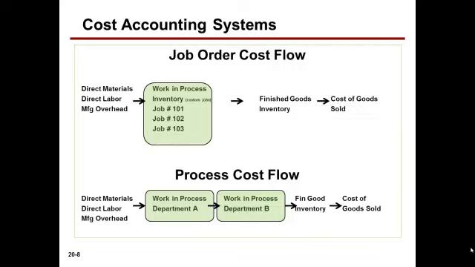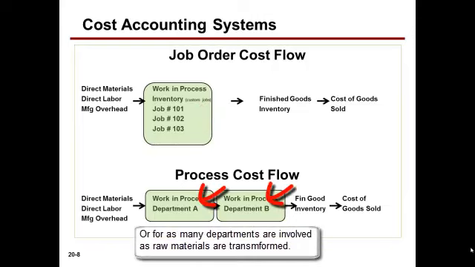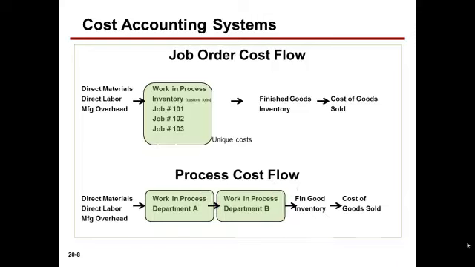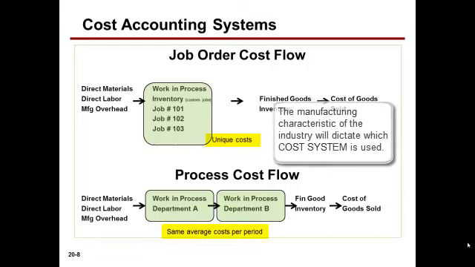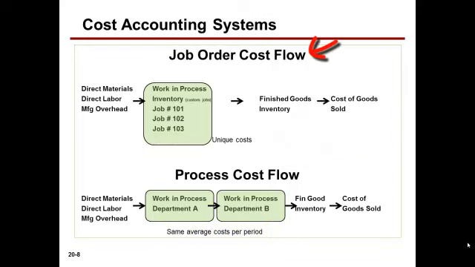One more contrast, job order costing concentrates on collecting costs by the jobs, custom jobs, 101, 102, 103. Whereas in process cost flow, the cost object is the department or the process, Department A, Department B. So in a job order cost flow, we're discussing unique costs to each job versus an average cost per period under process cost flow. Two different cost accounting systems. We'll concentrate on the job order cost flow in this talk.